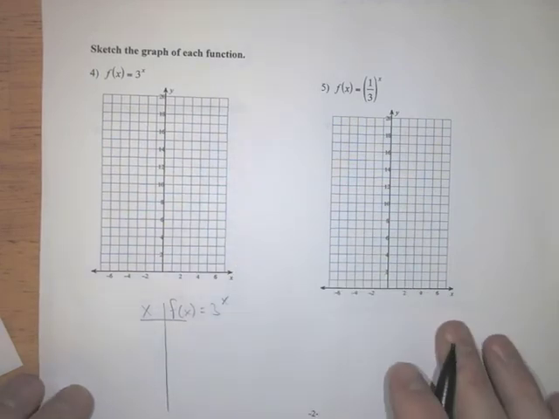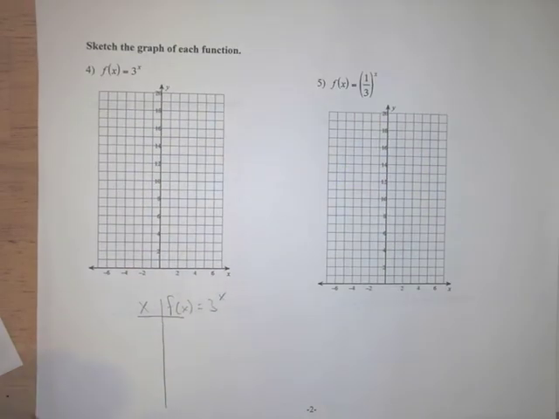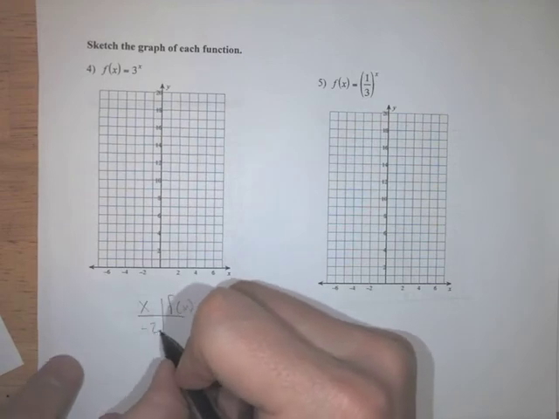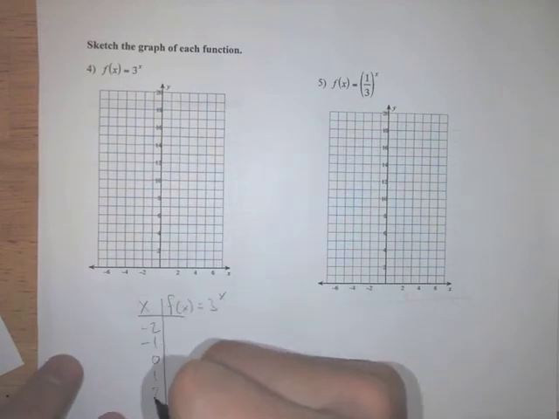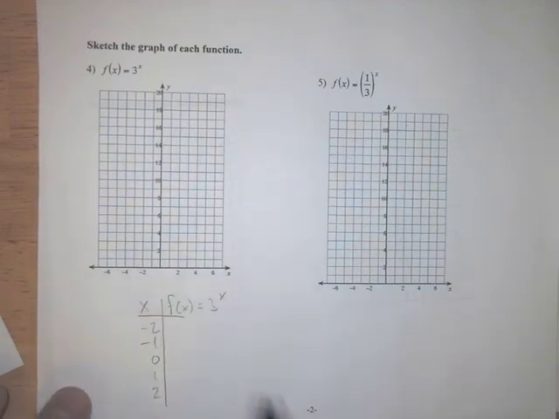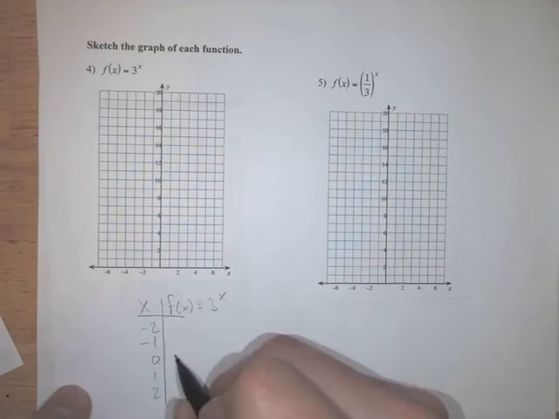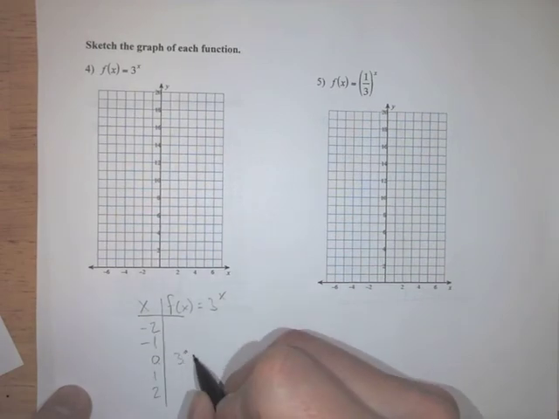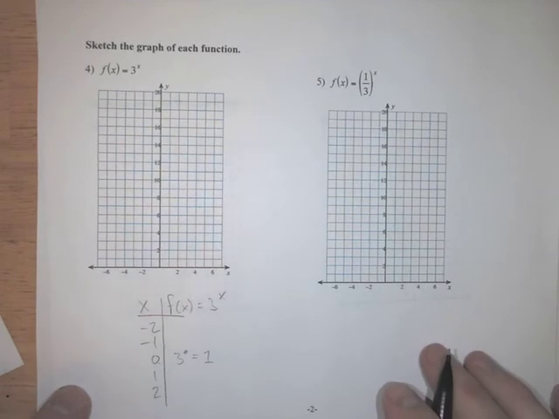So I'm going to pick some values for x, and we're going to plug it into the function and see what we get. Okay, so I'm going to pick my favorite values here. These don't work all the time, but they'll work really good in this case. Let's start with 0. So if I put in 0 for x, then my function will be 3 to the 0 power, which we know is 1.